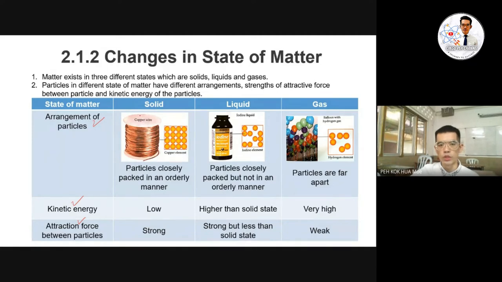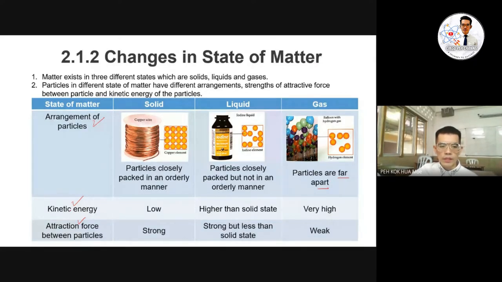Okay, so for the solid, you can look at the figure. All the particles are arranged close together. While for the liquid, the particles will be closely packed but not in an orderly manner. And for the gas, the particles will be far apart.